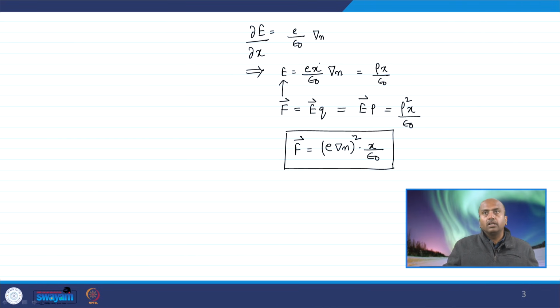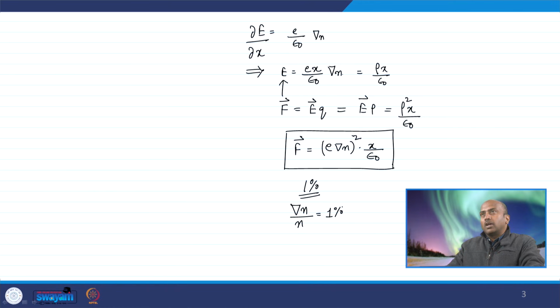Delta n is the difference in the number of electrons and ions, right? Now, using this simple expression, we can say that let us assume that there is a very small difference in the electron and ion densities. Okay, let us say there is only 1%. So delta n by n is 1%. I'm talking about percentage, right?